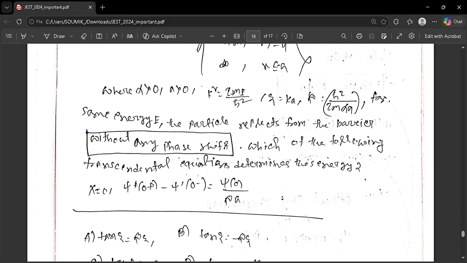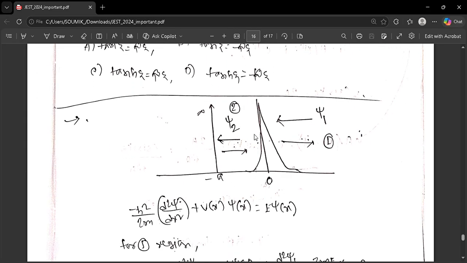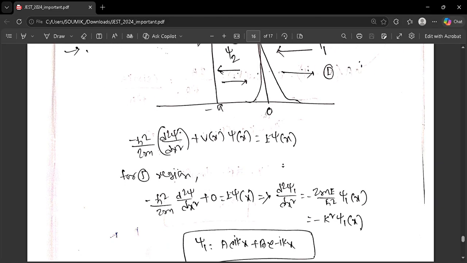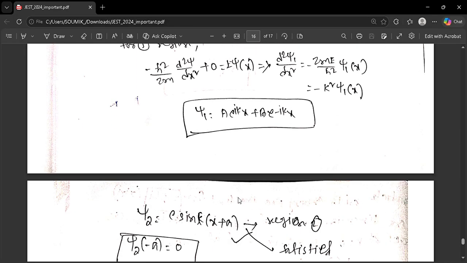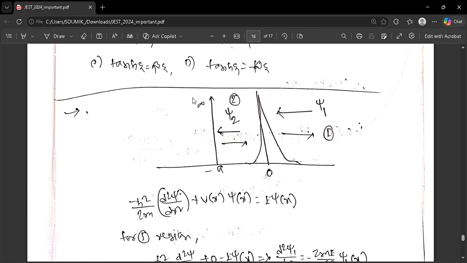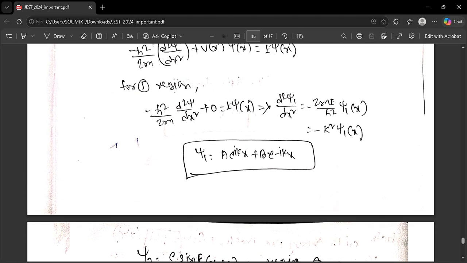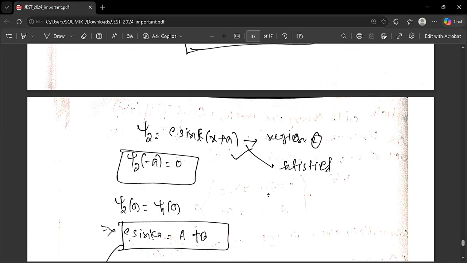Which option is correct? Firstly, the potential profile is like this. For the first region we get the wave function psi 1. For the second region, at x equals minus a the wave function is 0, because the potential is infinity in this region. So we have to be careful about the boundary conditions. So psi 2 is this and psi 1 is this, and at x equals 0, psi 1 and psi 2 are continuous.